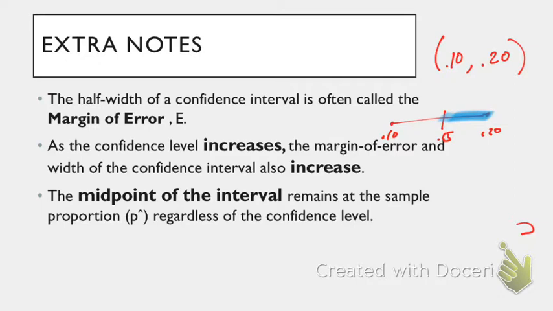And the midpoint of the interval remains the sample proportion. So the 0.15 would be my p hat, the midpoint.